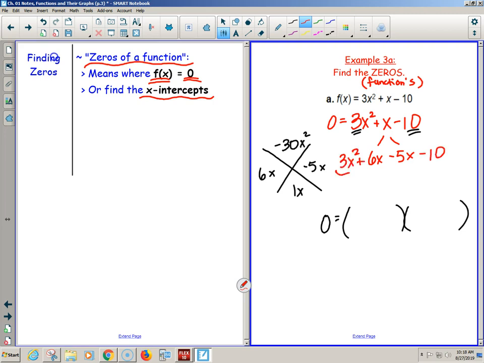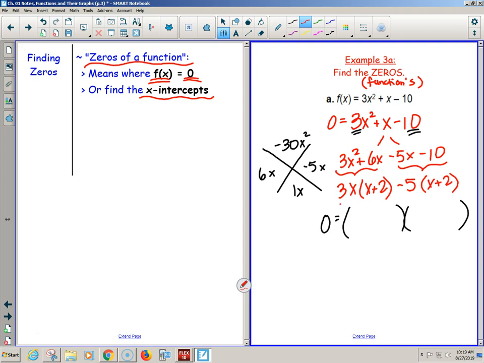And then you have to ask yourself, what's in common? What's in common between the 3x squared and the 6x? 3x. And what's left is an x plus 2, right? What's in common between the negative 5x and the negative 10? Negative 5. Careful. What's left? Plus 2. Good. X plus 2.